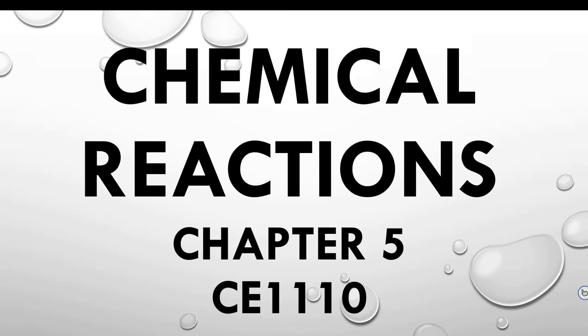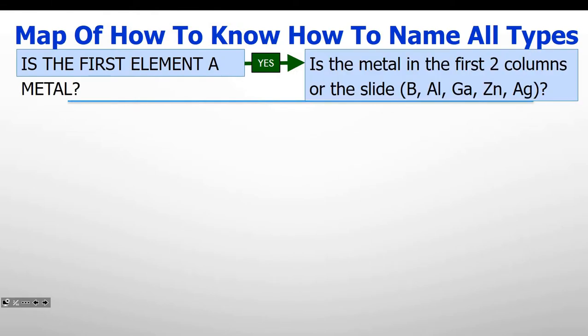We're going to do this map real quickly. Okay, so the first thing that you need to ask is, is the first element a metal? Remember that the metals take up most of the periodic table. If you do that diagonal from boron to astatine, this way are metals. So if the first is a metal, the answer is yes.